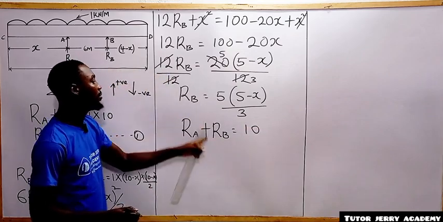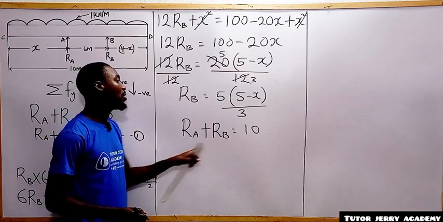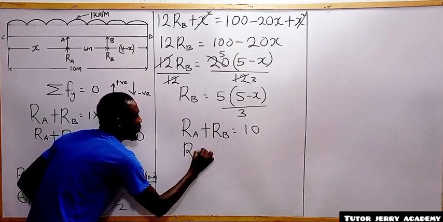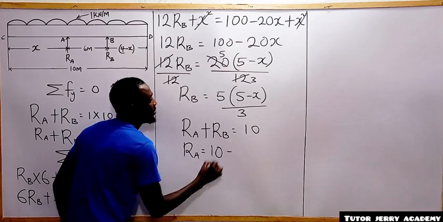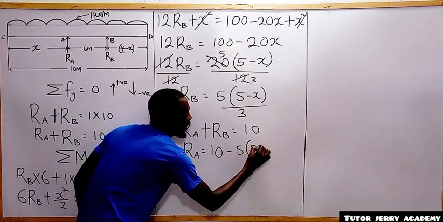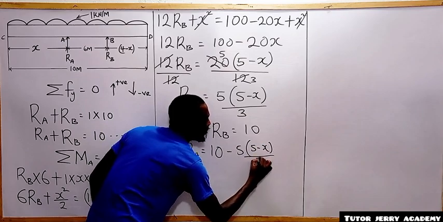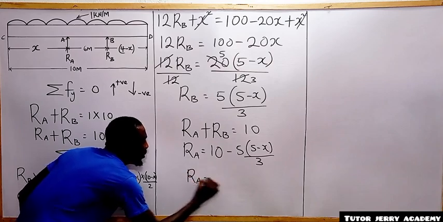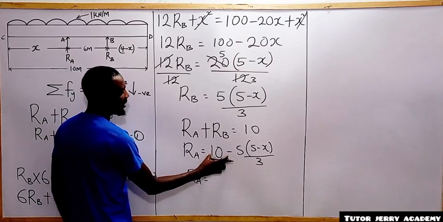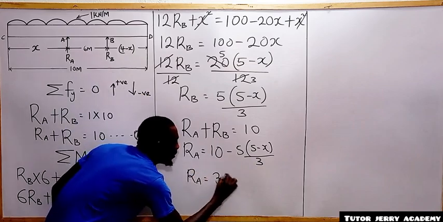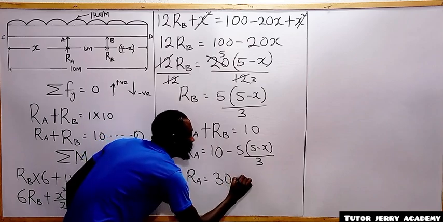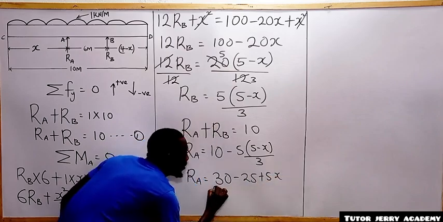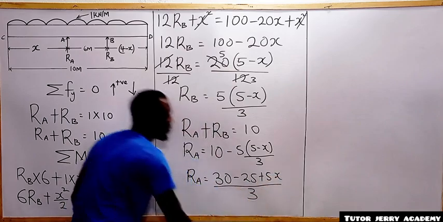All right, so if I substitute for RB here, it means that RA will be equal to 10 minus RB. So our reaction at A will be equal to 10 minus 5 into (5 minus s) all over 3. All right. So our reaction at A, therefore, will be equal to 3 times 10, that is 30, minus, if I clear this bracket, 25, plus 5s, all over 3.